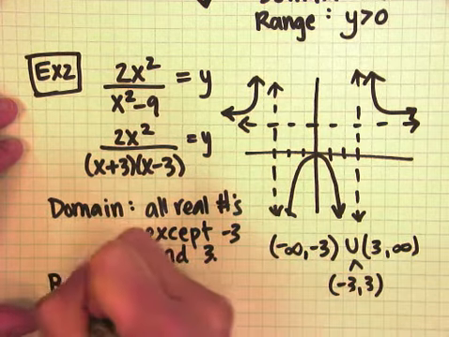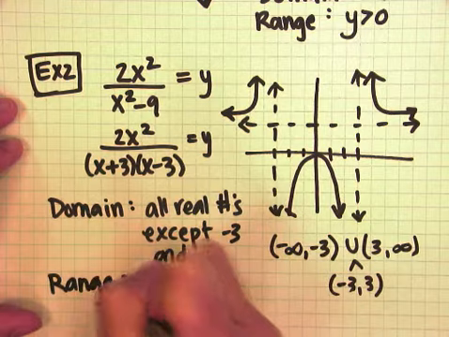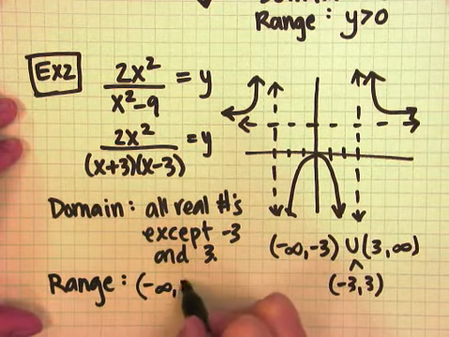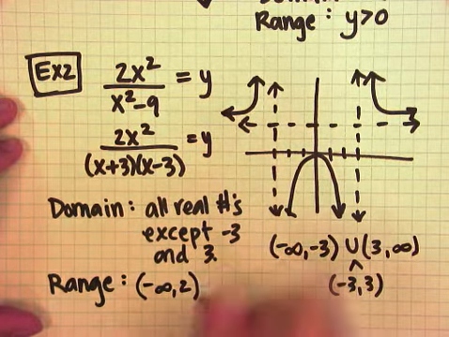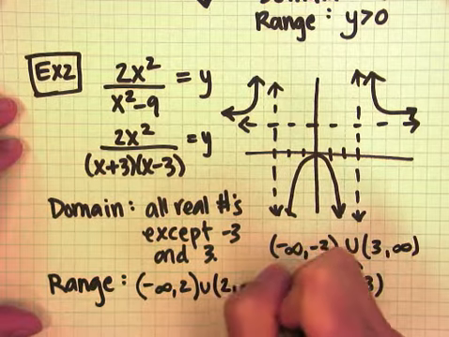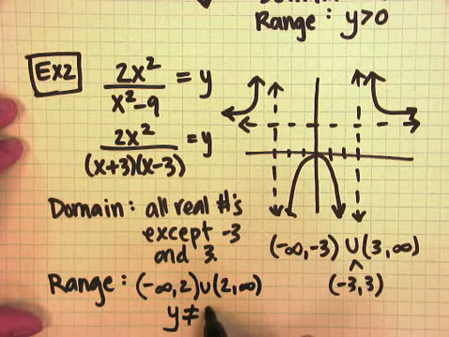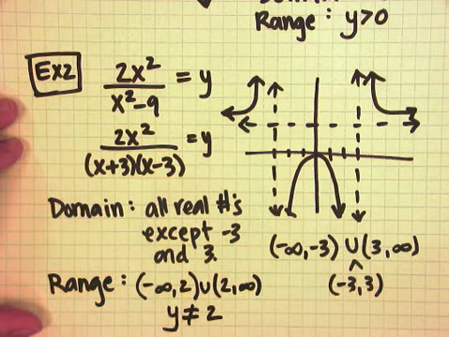My range would be all real numbers except 2, or in interval notation I could say -infinity to 2 with an open parenthesis there, and then union 2 to infinity, and that's saying all numbers except 2. You could also say, if you wanted to, y cannot equal 2. So that would be another way to do it.